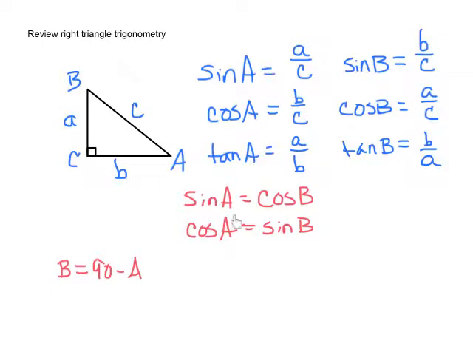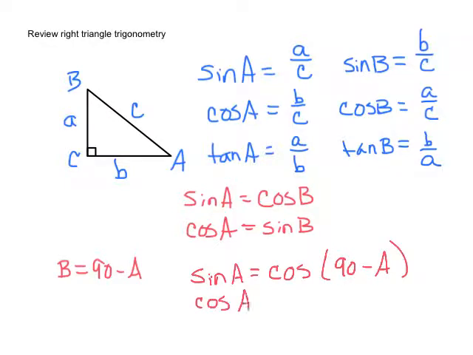I can write this expression all in terms of angle A, because the sine of angle A in a right triangle is equal to the cosine of its complement, 90 minus A. The cosine of angle A is equal to the sine of its complement, 90 minus A. So those are some relationships that you're going to have to know. In a right triangle, the two angles are complementary, and the sine of one is equal to the cosine of the other.